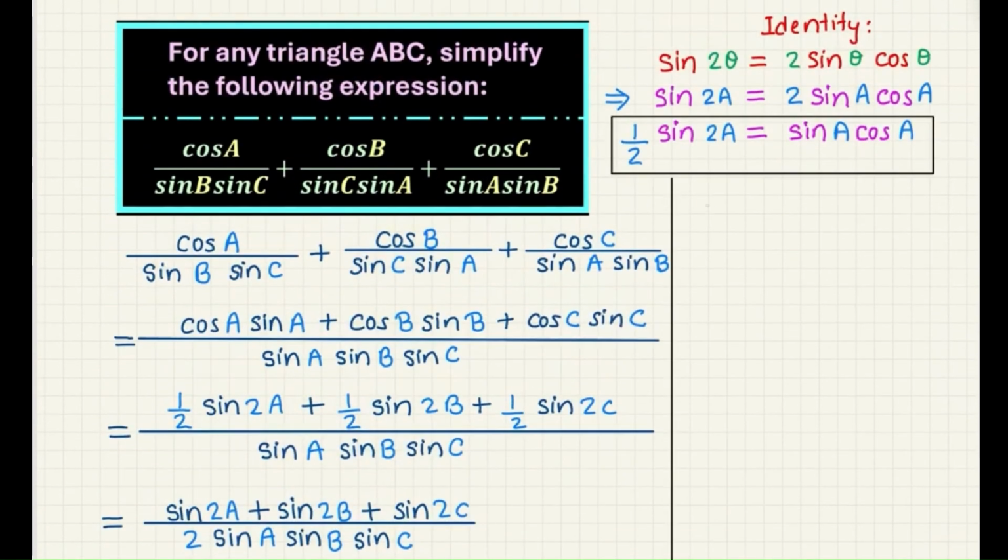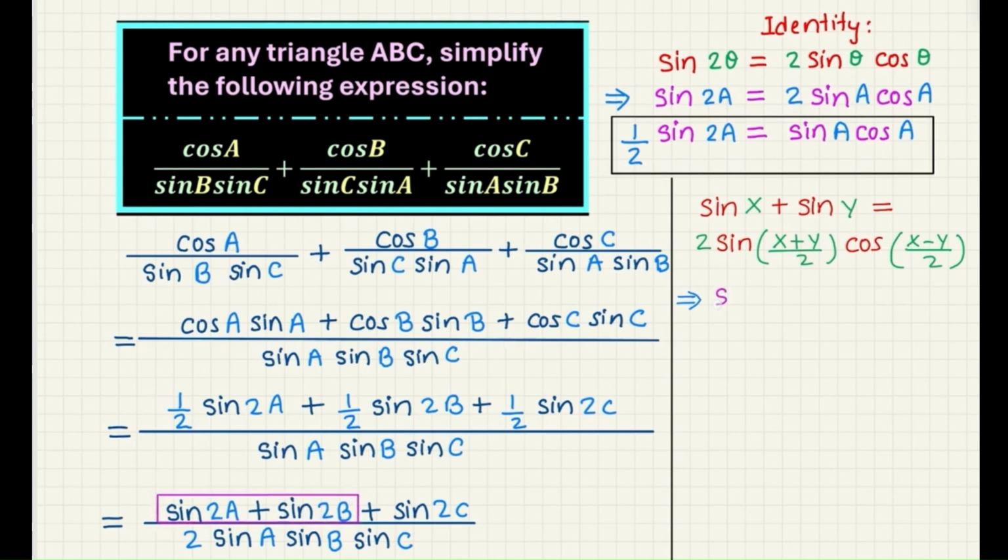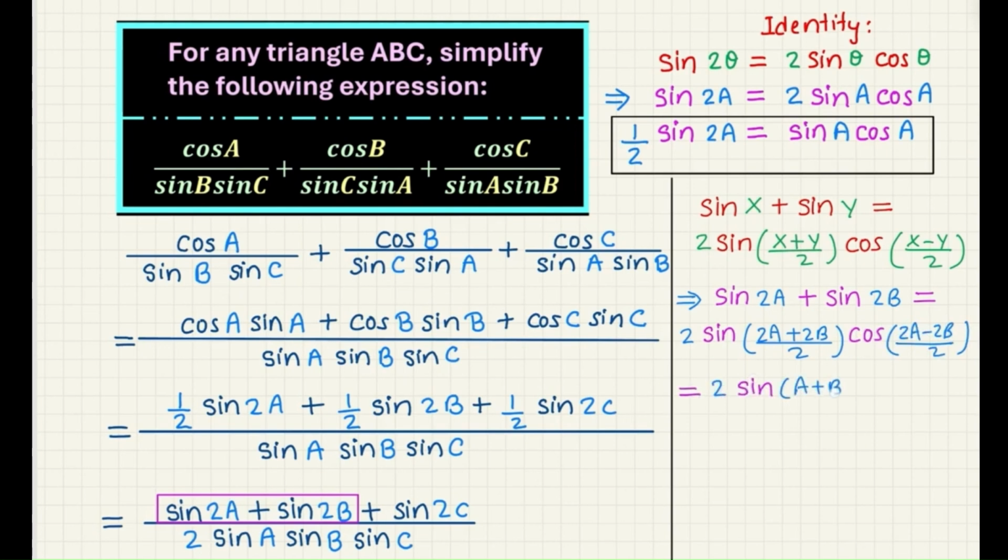We'll now use another identity, sin x plus sin y equals 2 sine of x plus y divided by 2 times cosine of x minus y divided by 2, to rewrite sin 2A plus sin 2B as 2 sine of 2A plus 2B divided by 2 times cosine of 2A minus 2B divided by 2, which is simply 2 sine of A plus B times cosine of A minus B.